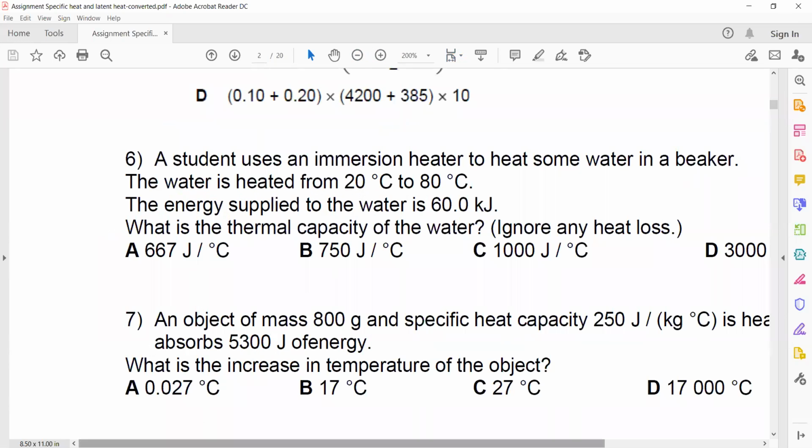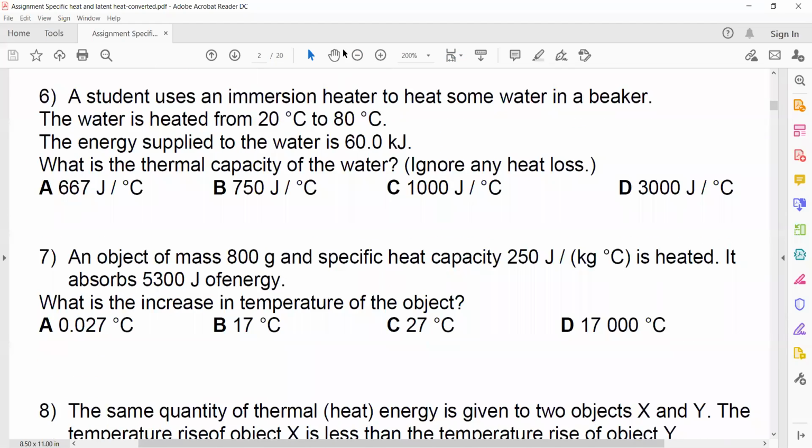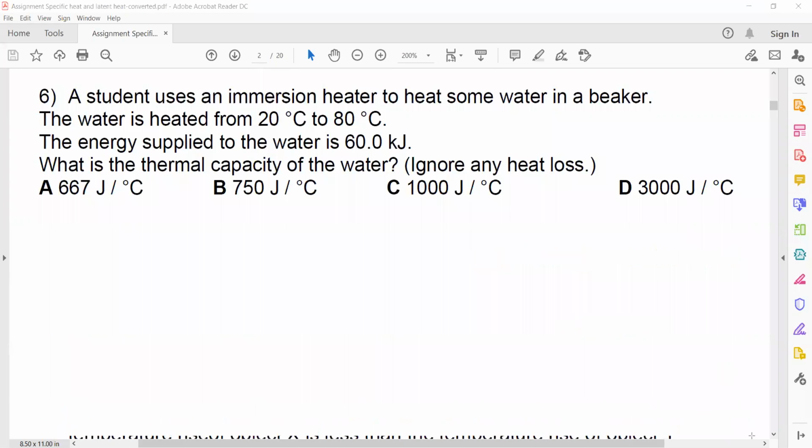Question 6. A student uses an immersion heater to heat some water in a beaker. The water is heated from 20 to 80. The energy supplied is 60 kilojoules, meaning 60,000. Ignore the heat loss. What is the thermal capacity? What is the answer here?